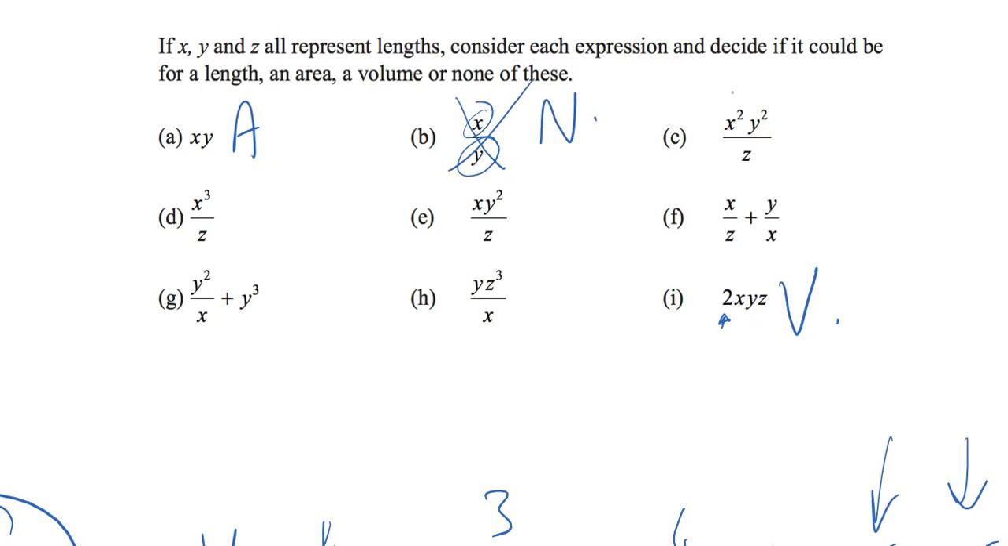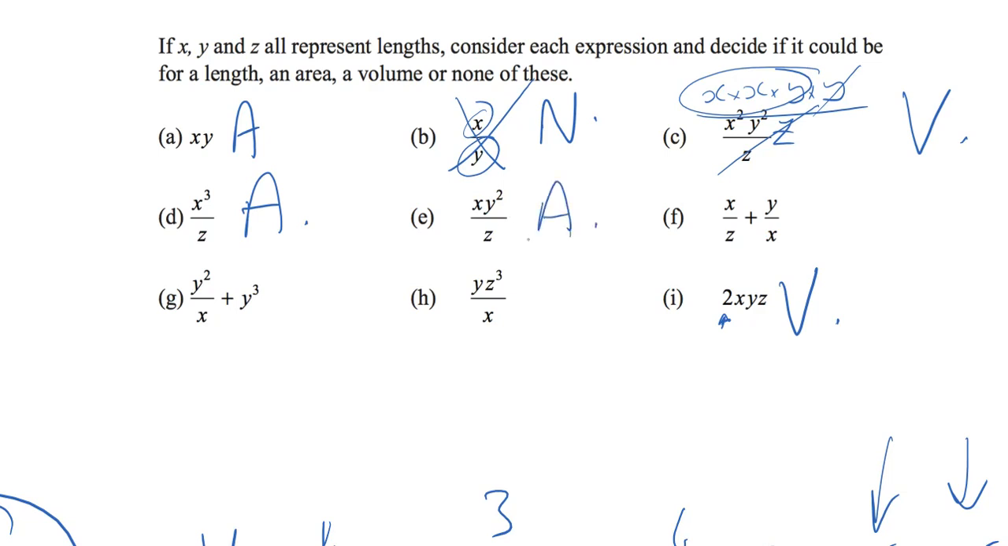This one in part C, on the top we have x times y times y. Well, that has 4 dimensions, but we're dividing by a z, and that's going to cancel out one of those dimensions, leaving us with just 3. So this is a volume. In D, for exactly the same reason, can you think what this is going to be? It's going to have to be an area because there's a dimension on the bottom cancelling with 1 on the top. E, for the same sort of reasons, is going to have to be an area as well.